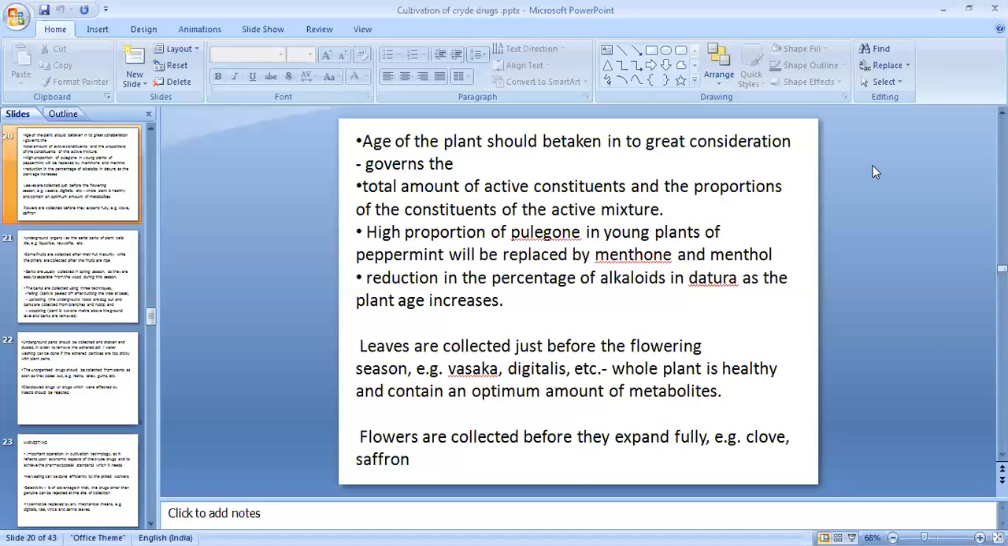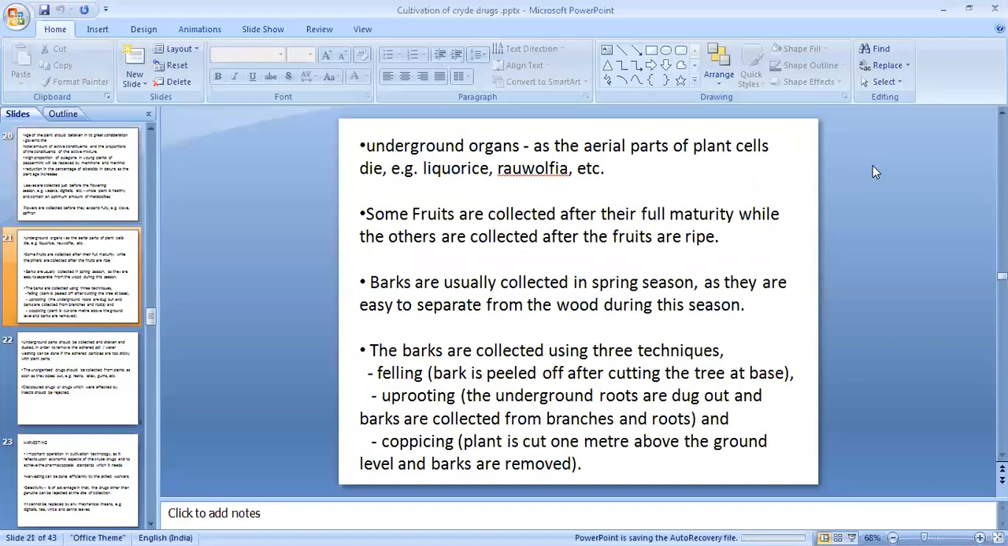Yes, when we have seen about clove collection, the biological source itself tells that it consists of the dried flower buds or unexpanded flowers of clove. So always the flowers have to be collected before they expand fully. And next, the underground organs like roots and rhizomes have to be collected when the aerial parts of the plant die. And fruits should be collected in some cases after full maturity and in some cases when they are fully ripe. And usually the barks are collected in the spring season, because this is the time at which the bark can be easily stripped out from the root.